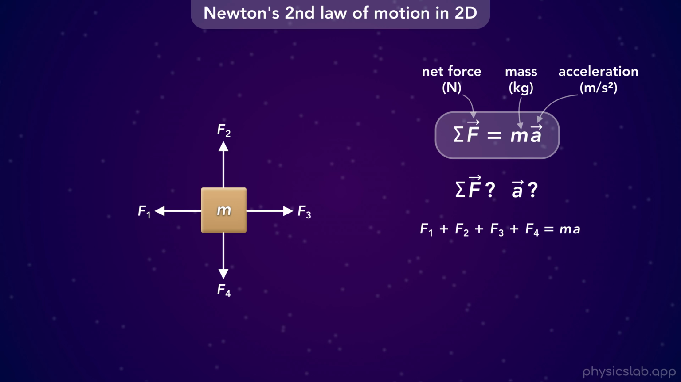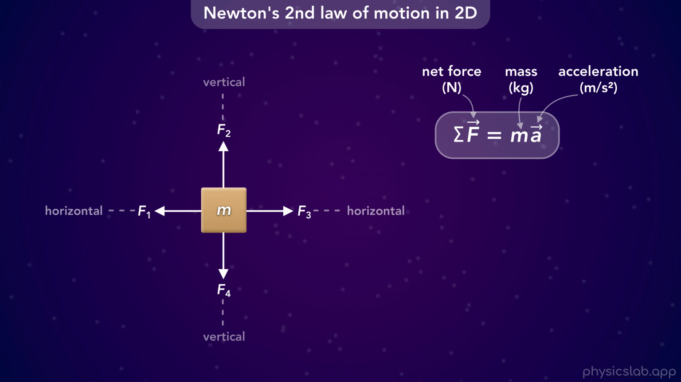We might think about adding the magnitudes of all the forces together to get the net force. But we can't actually do that in 2 dimensions. We can only add or subtract the values of the forces along the same axis or the same line. So we can add forces 1 and 3 together because they're both in the horizontal direction. And separately, we can add forces 2 and 4 together because they're both in the vertical direction. But we can't add forces 1 and 3 with forces 2 and 4. So what do we do? Well, we just focus on each direction separately, and we write Newton's second law for each one.